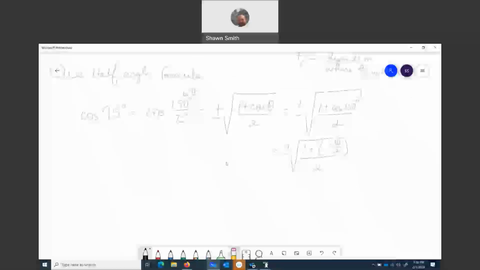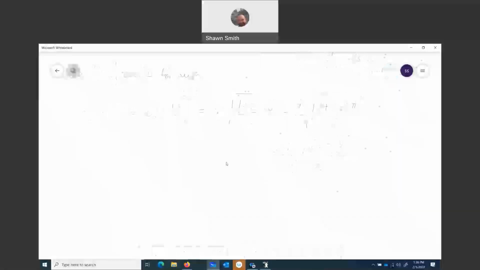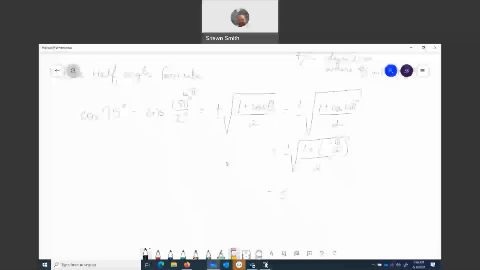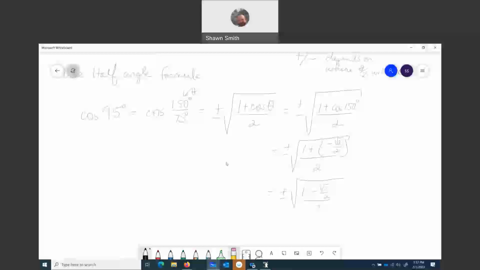From here, I just got to clean it up some. My MyMathLab is going to want you to go as far as possible to clean it up, meaning try to get rid of any complex fraction under the radical. So that's 1 minus the square root of 3 over 2, all over 2.